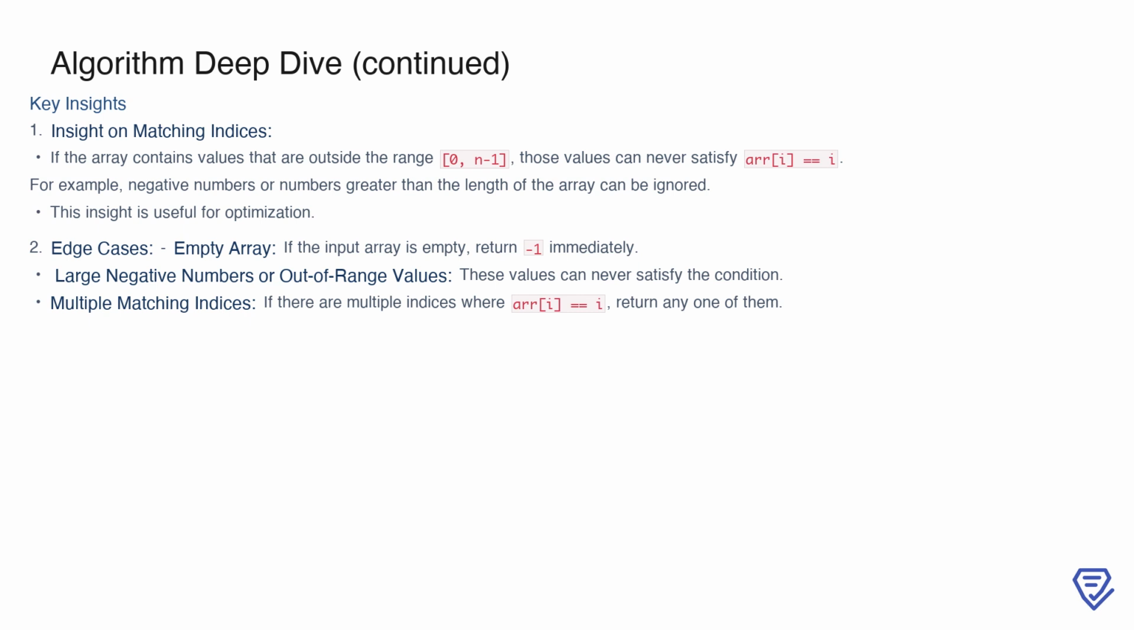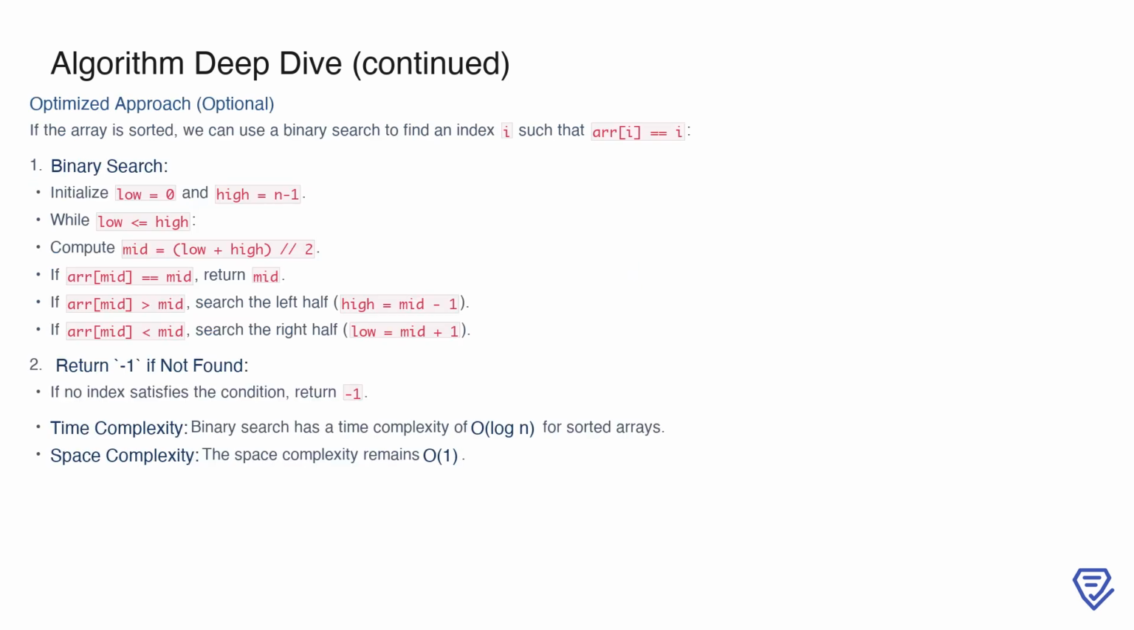These observations not only help in refining the brute force approach but also set the stage for more efficient algorithms that take advantage of specific properties of the input. If the array is sorted, we can take a more efficient route by using a binary search approach. In this method, we start by initializing two pointers, low at 0 and high at n-1. While low is less than or equal to high, we calculate the middle index mid as (low + high) // 2.